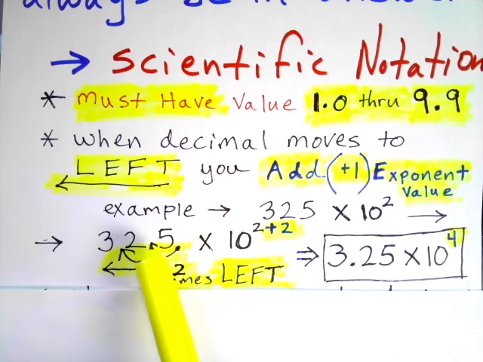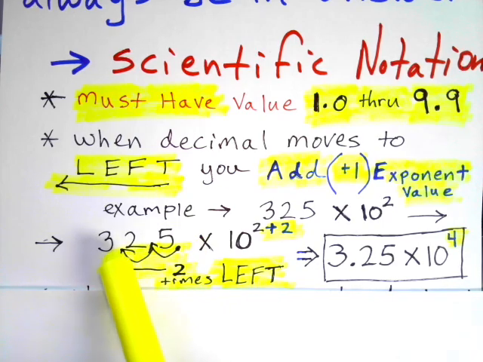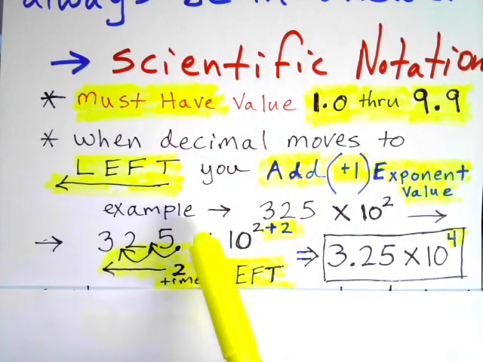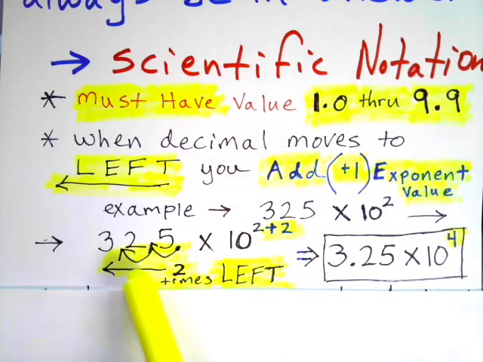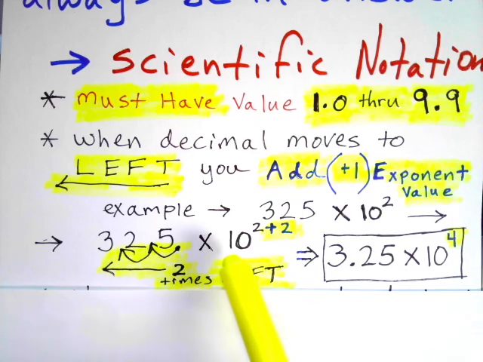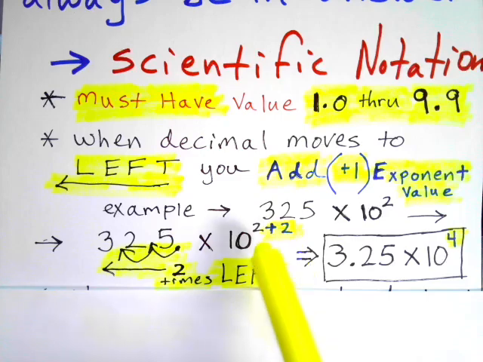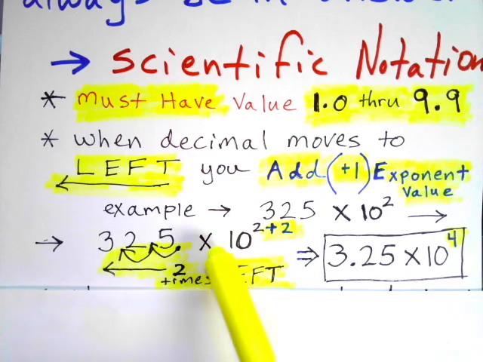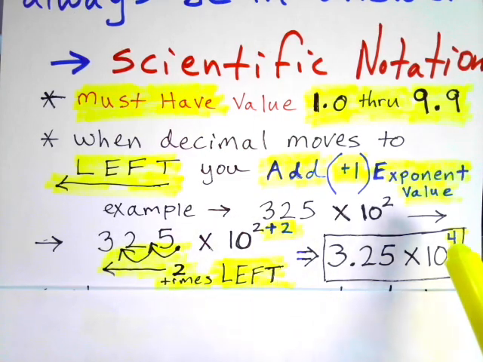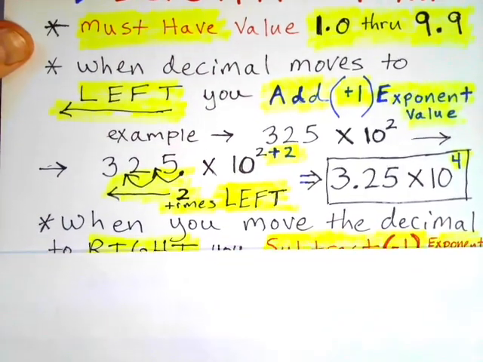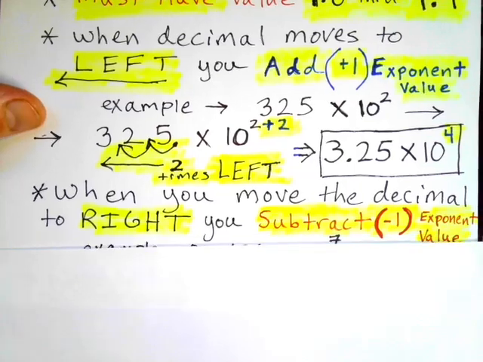So I move it 1, 2 times. 3.25 is between 1.0 and 9.9. So I moved it 2 times to the left. That means I'm going to add 2 to that exponential power of 2. So now I've got 3.25 times 10 to the fourth power. Okay. I'm going to continue on with the rules.